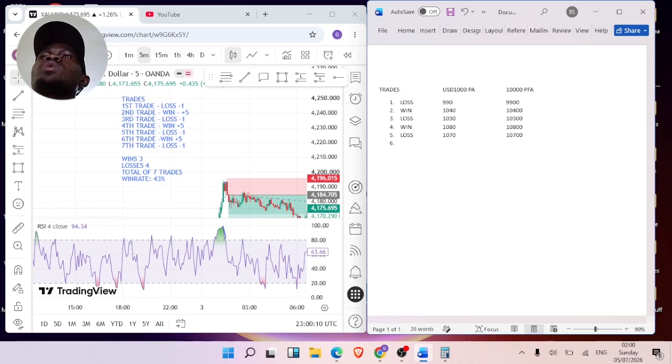And then the sixth trade was a win, which gives us a plus 5% increase. So this means that our personal account moves up to 1120, that is 1070 plus $50. And then this pro forma account moves to 11,200. And then the seventh trade was a loss, and that becomes 1110 on the personal account, and it becomes 11,100 on the pro forma account.